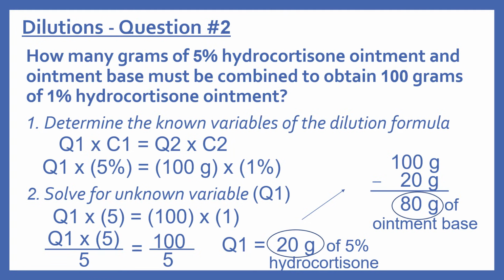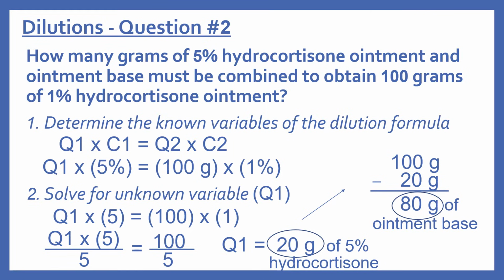So now we need to solve for our unknown variable, which in this case is Q1. So Q1 times 5 equals 100 times 1. 100 times 1 is 100. Then we'll divide by 5 for both sides to solve for Q1. And 100 divided by 5 equals 20. So Q1 will be 20 grams of 5% hydrocortisone ointment is what's needed for this.